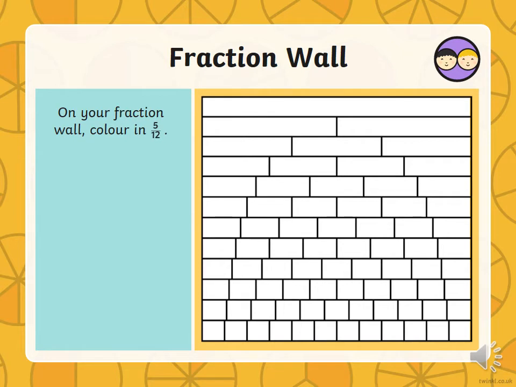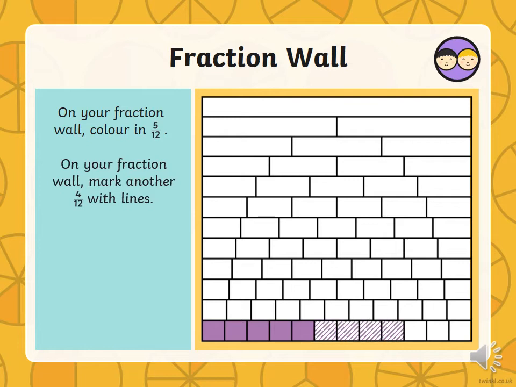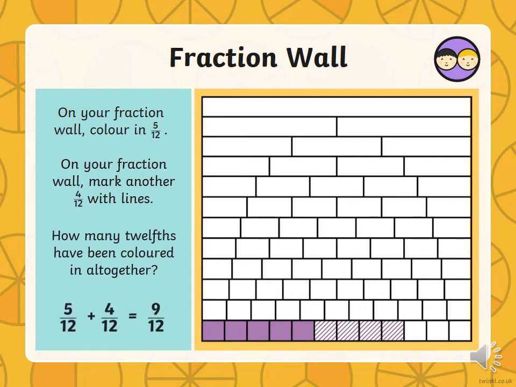On your fraction wall, color in 5 out of 12. Pause the video and have a go at it every time you're asked to color something in. On your fraction wall, mark another 4 out of 12 with lines. How many twelfths have been colored in altogether? 5/12 plus 4/12 equals 9/12.